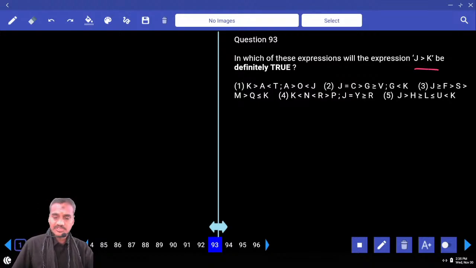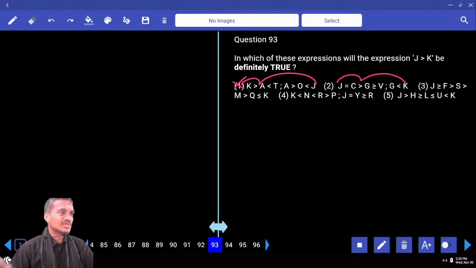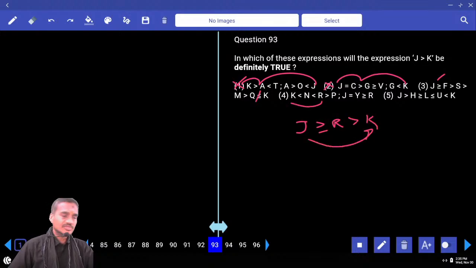In the first one, if you observe here, K to A, A to J, two opposite symbols, no relation can be drawn. And next one J and K. Now J to G, G to K, greater than less than two opposite symbols, no relation. And next one J and K, greater than less than two opposite symbols, no relation. And K and J. Now J greater than or equals to R, K lesser than R means R greater than K. And so what is your answer here? J greater than K, definitely choice for 93.